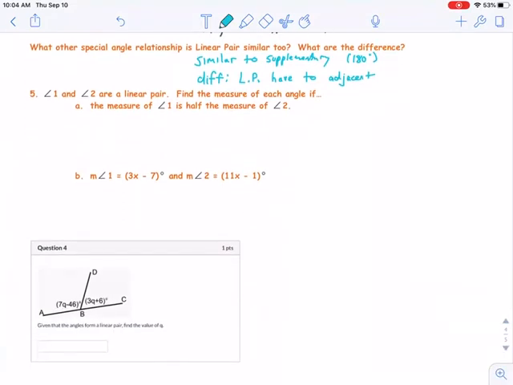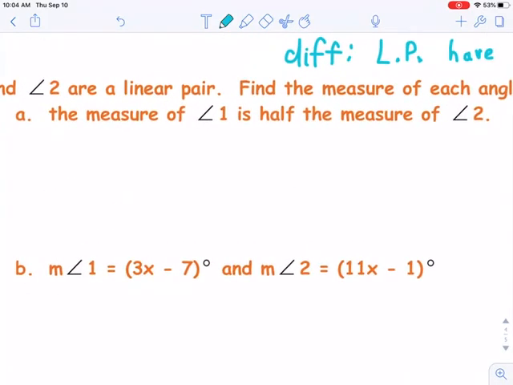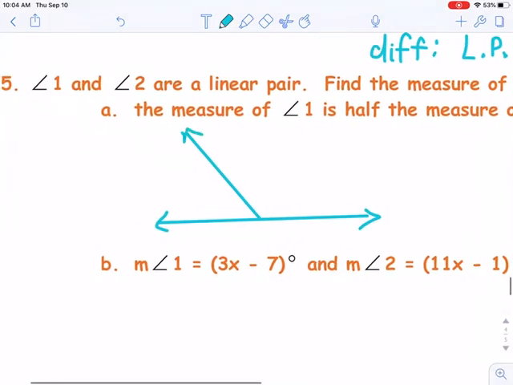All right, so we got two exciting follow-up problems. Angle 1 and angle 2 are a linear pair. Find the measure of each angle if the measure of angle 1 is half the measure of angle 2. All right, so this is kind of quirky. Let's draw a picture. The wording of this is weird. Here's just some random picture. We got angle 1 chilling over here, angle 2 chilling over here.